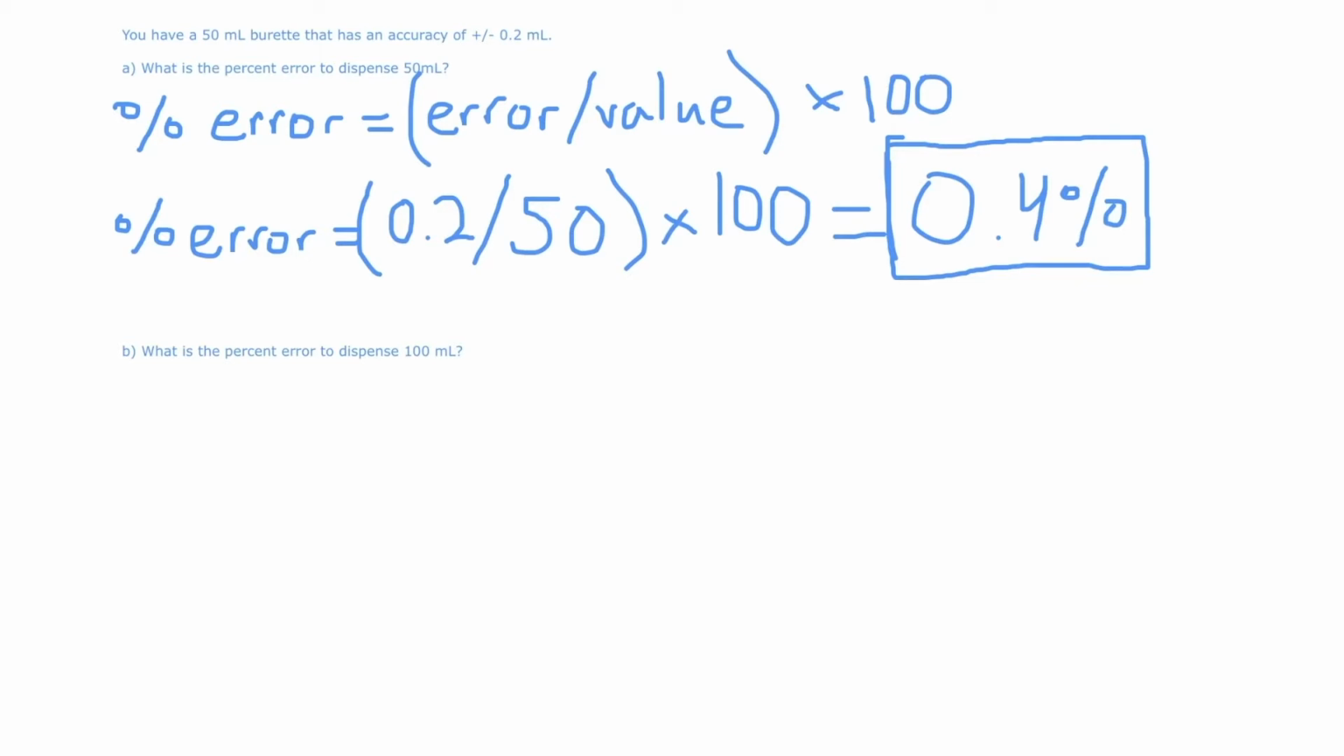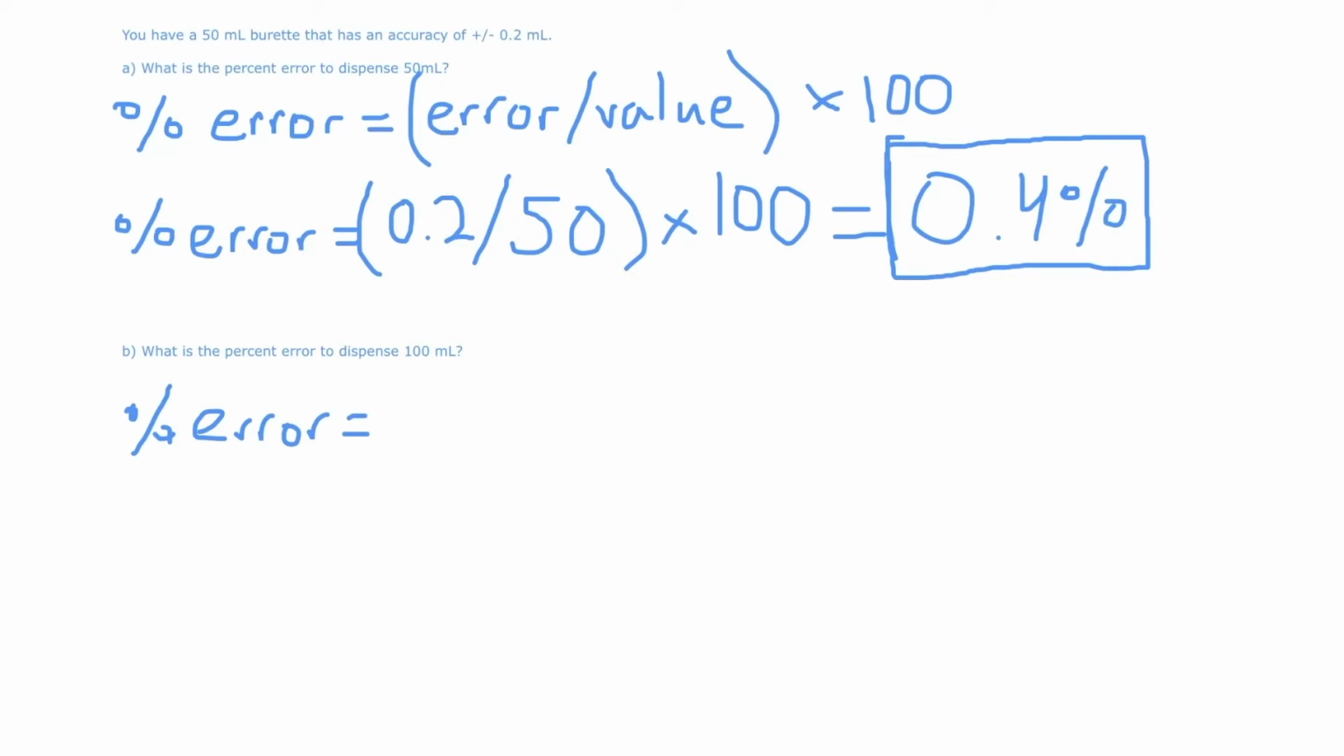Okay, so now let's go into part B, and let's test the same knowledge with a slightly different desired value. So this time it's asking for the percent error to dispense 100 milliliters of fluid. Okay, so let's start by writing a percent error formula once again. Actually, I don't think we need to write it once again. It's right up here if you need to reference it, but we'll just start writing in the numbers. Okay, so this time we know we have 100 milliliters. We want 100 milliliters.